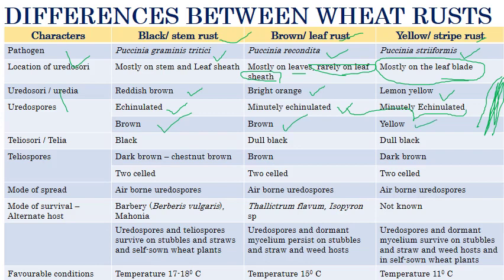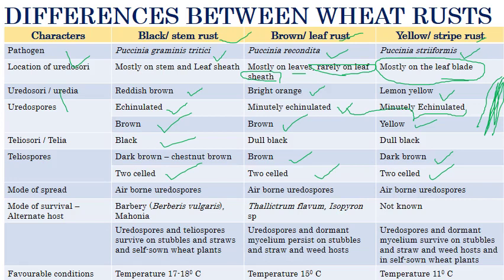Coming to the telia, they are black in color in black rust or stem rust, whereas dull black in color in brown rust as well as yellow rust. Coming to the teliospores, they are dark brown or chestnut brown in color in black rust or stem rust, whereas brown in color in brown rust and dark brown in yellow rust. Coming to the shape, two-celled teliospores are produced in all the rusts. You can take black rust, brown rust or yellow rust; all the rusts produce two-celled teliospores only.